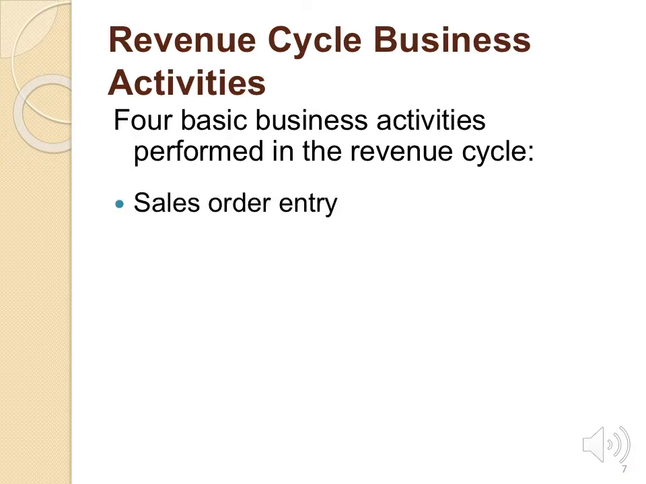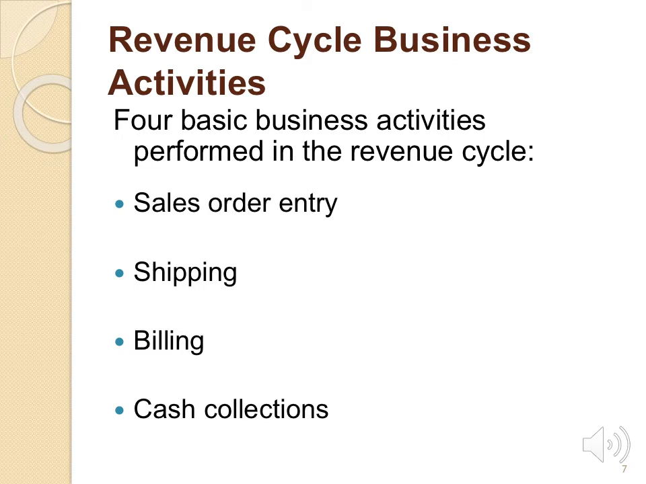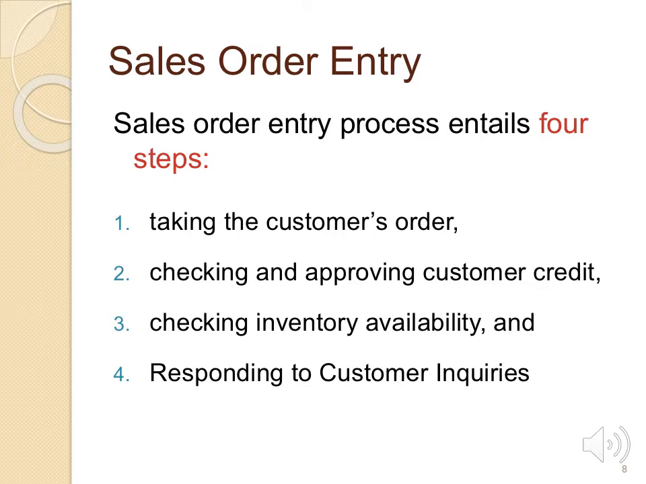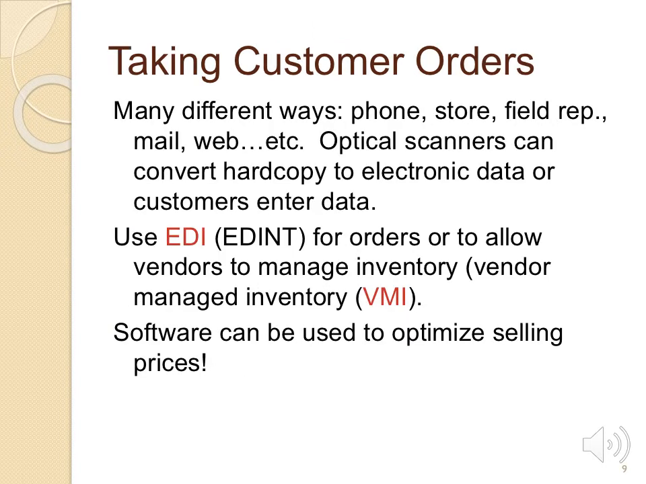Within the revenue cycle, there's four activities. There's sales order entry, shipping, billing, and cash collections. So sales order entry, we take the customer's order. Now, a lot of times that'll be done on the internet. And so that's probably better for accuracy and saves us time and is more responsive to the customer. Checking and approving customer credit, and that should be done by someone independent from the salesperson. That's the separation of functions. Check inventory availability, and then respond to customer inquiries.